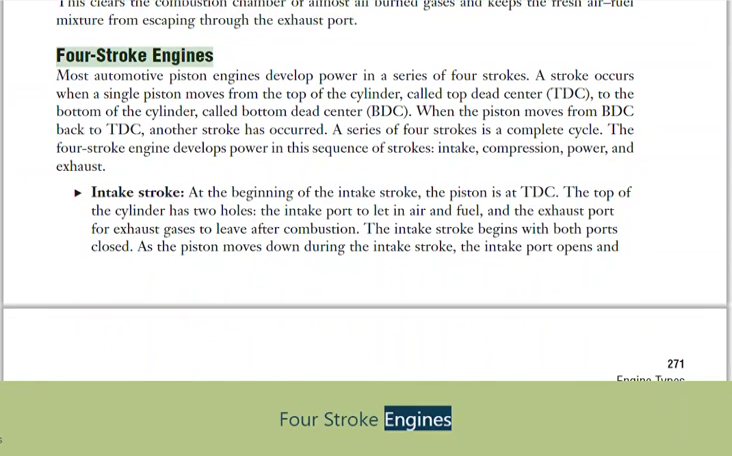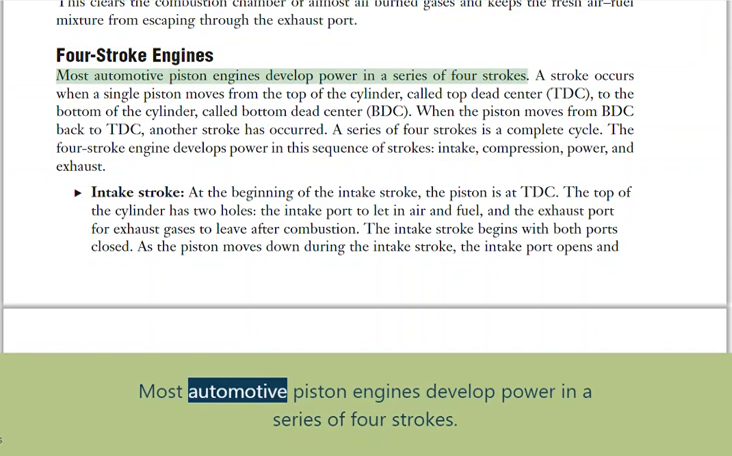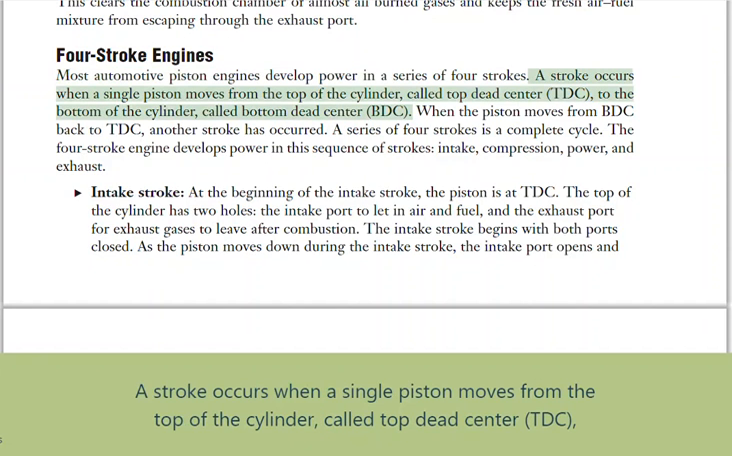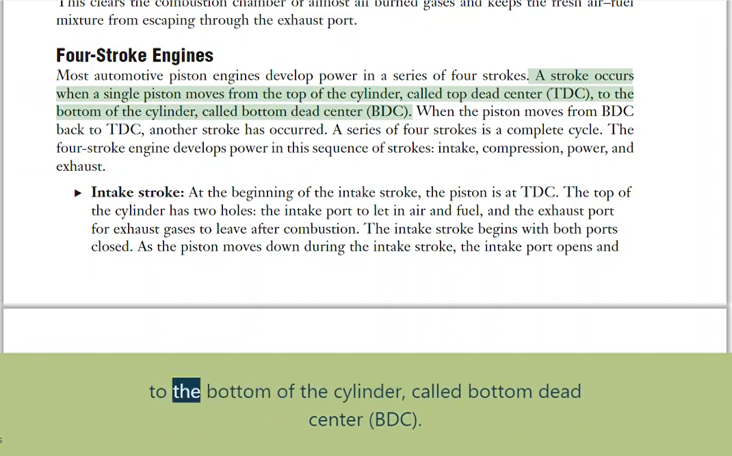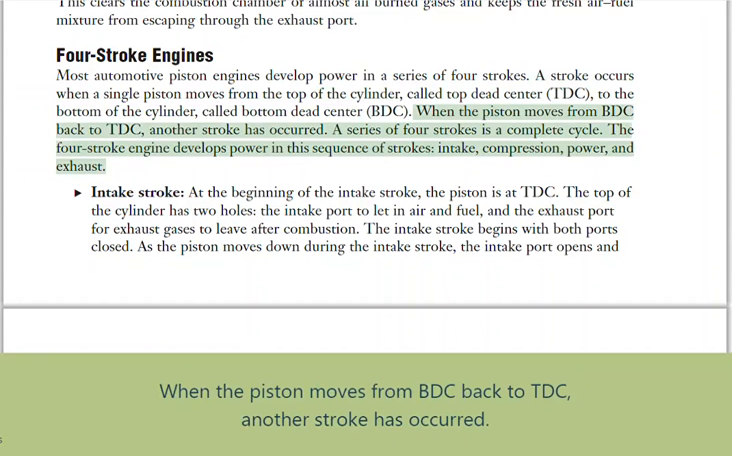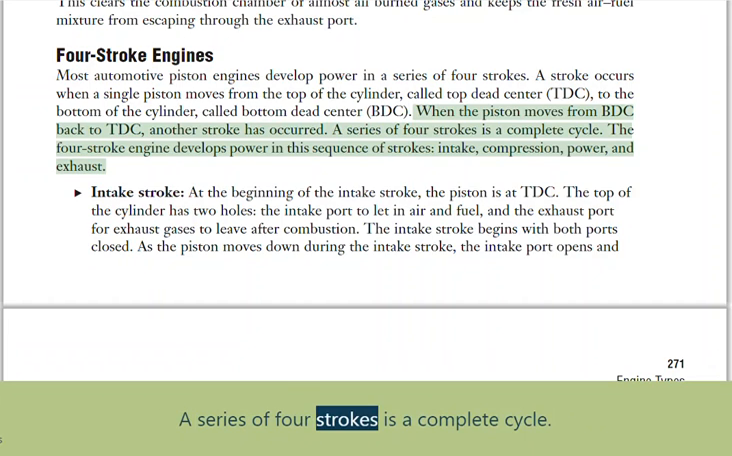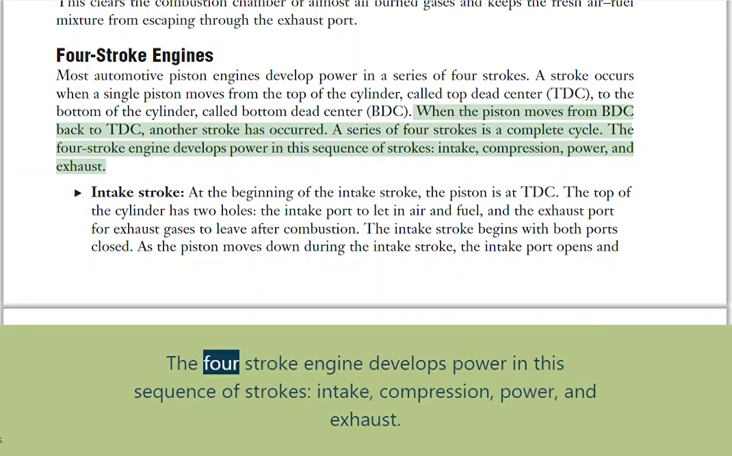4-stroke engines. Most automotive piston engines develop power in a series of 4 strokes. A stroke occurs when a single piston moves from the top of the cylinder, called top dead center, TDC, to the bottom of the cylinder, called bottom dead center, BDC. When the piston moves from BDC back to TDC, another stroke has occurred. A series of 4 strokes is a complete cycle. The 4-stroke engine develops power in this sequence of strokes: intake, compression, power, and exhaust.